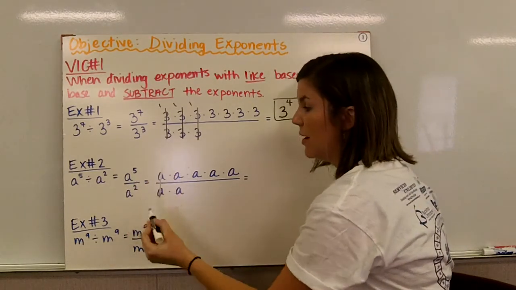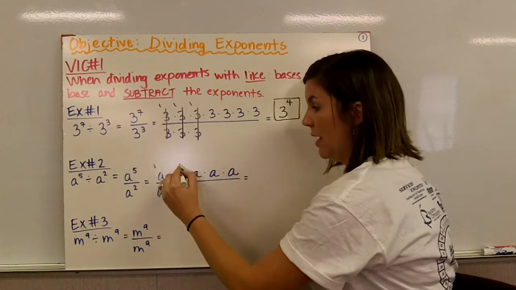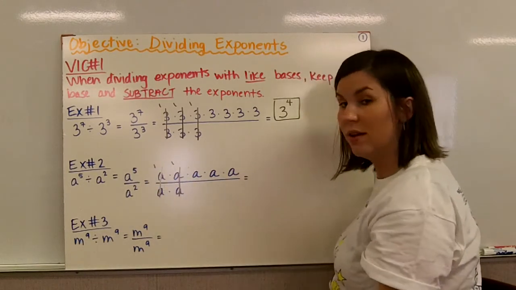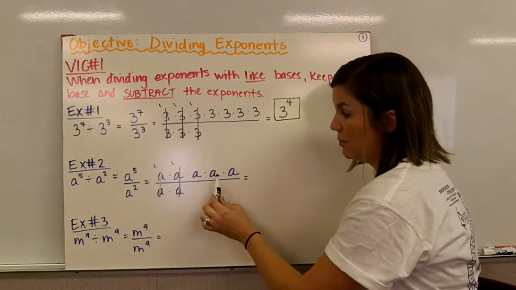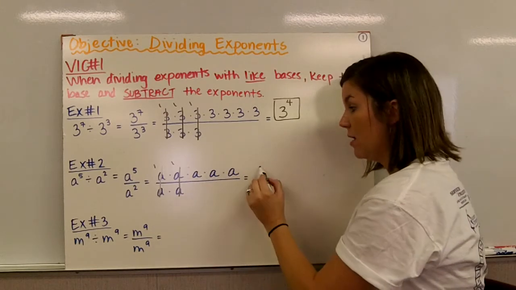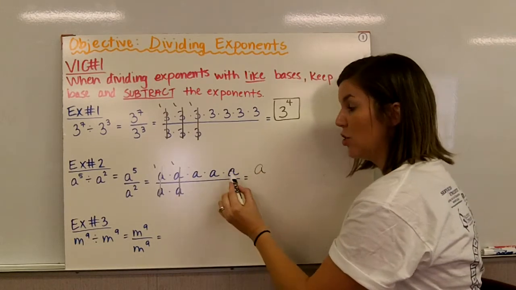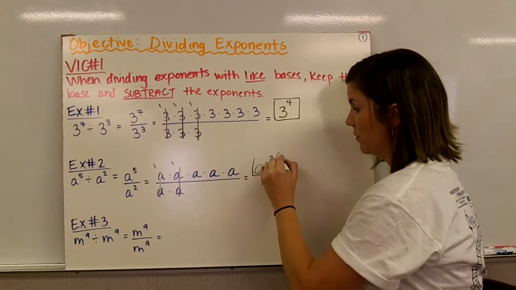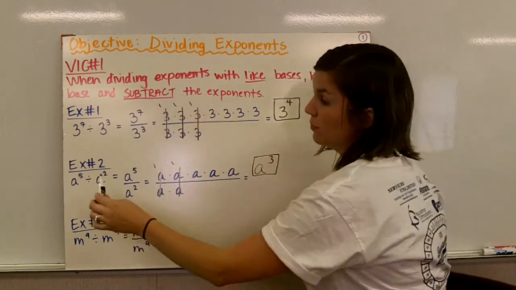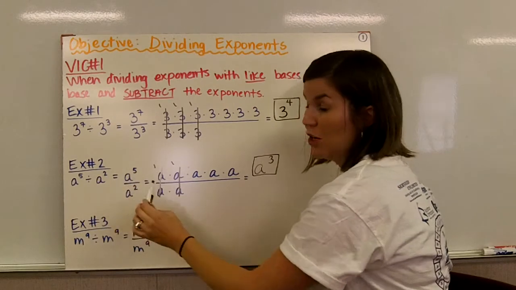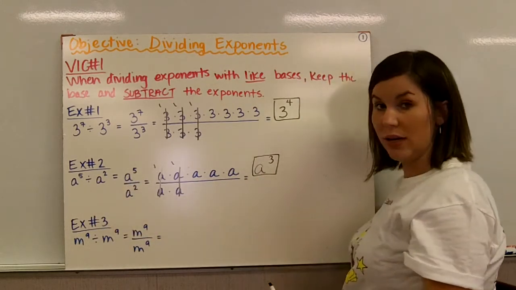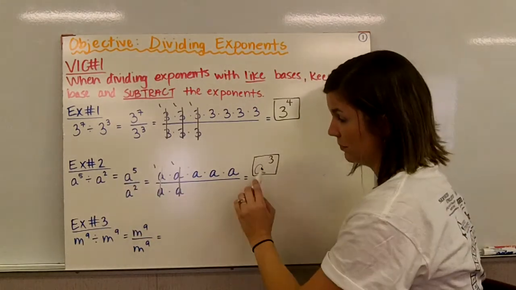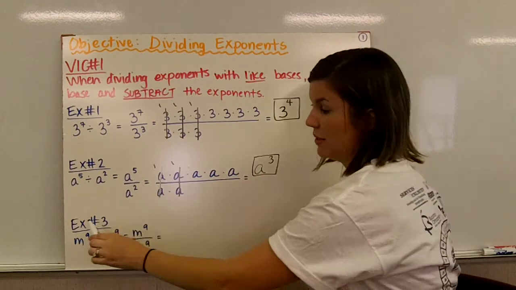Again, a divided by a is 1. A divided by a is 1. We have left a times a times a. A is the base, and it's 3 times, so a to the 3rd power. Again, using the rule, 5 subtract 2 is 3. Keep the base, subtract the exponents.